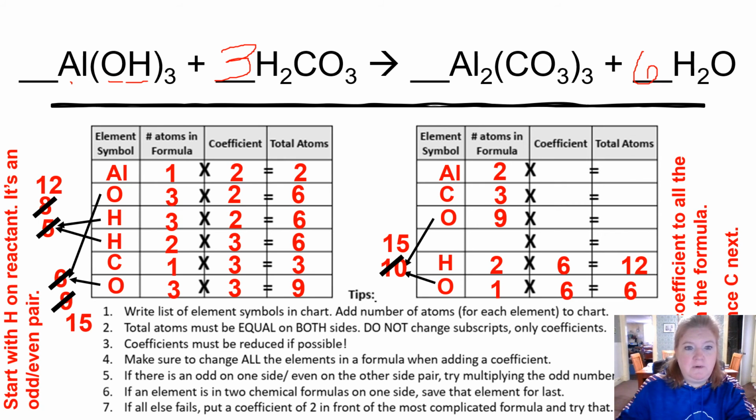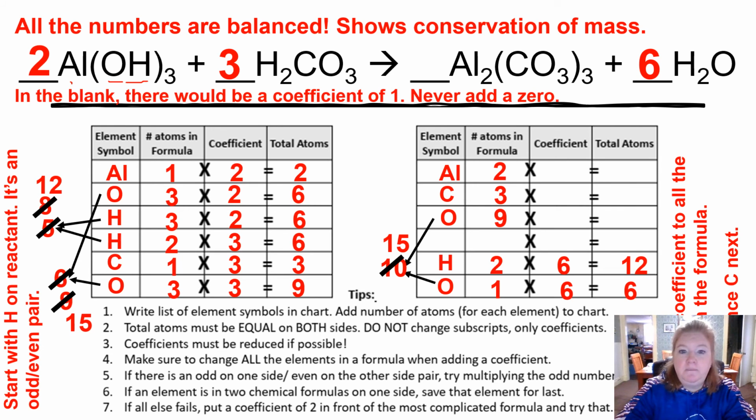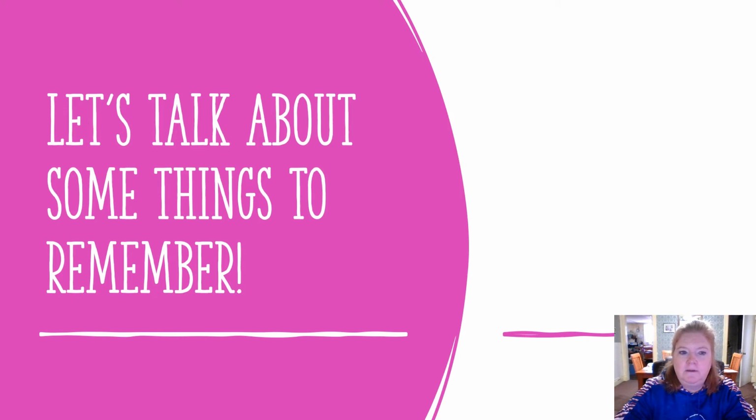So let me just erase these so that when I put the numbers up there, it will not look a mess. So it shows conservation of mass. Put those coefficients back that I had. In this blank, right, there would be a 1. So if it stresses you out to leave a blank, write the 1. You won't get it wrong. But never, ever, ever put a 0. You literally would have just erased it if you did. Don't put 0.